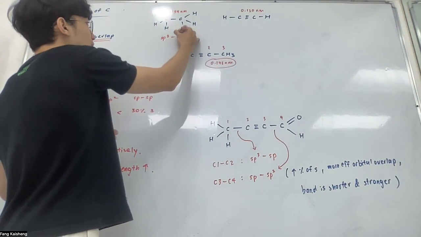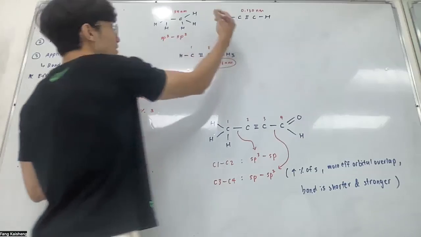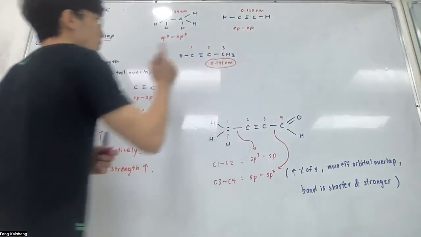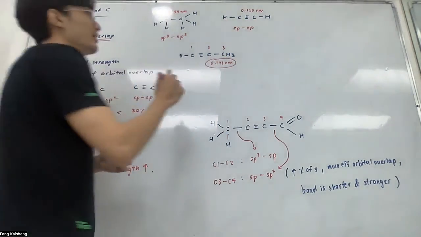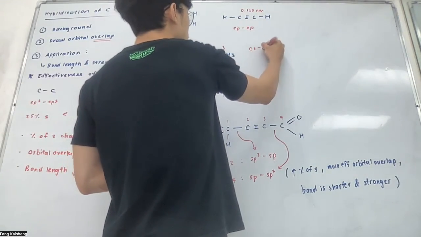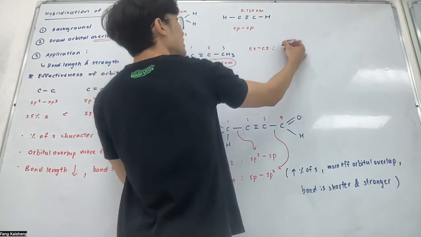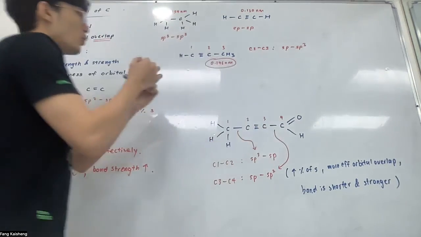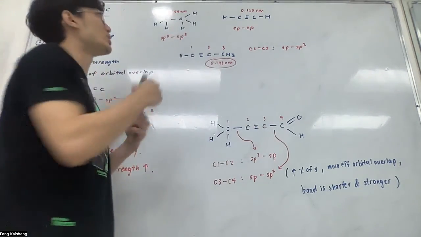Okay, so how about ethyne? sp. Okay, so how about this one here? In between C2 and C3, hybridization is sp and sp. Good. Okay, so with that said, we can determine the percentage of S.